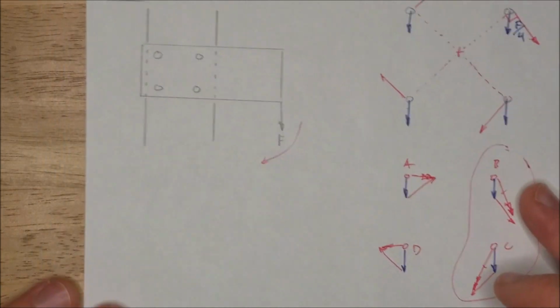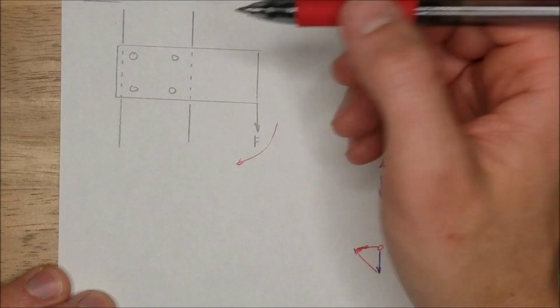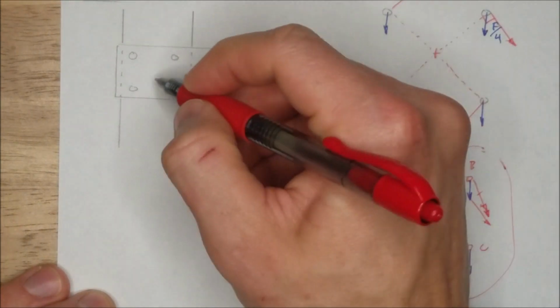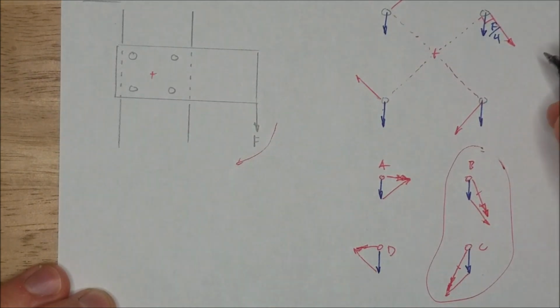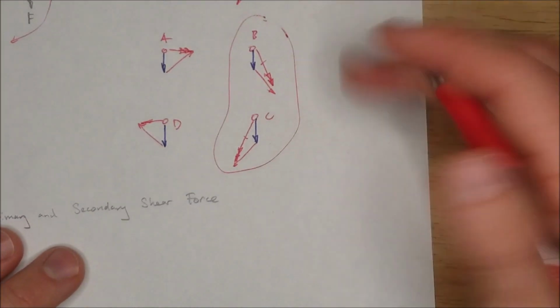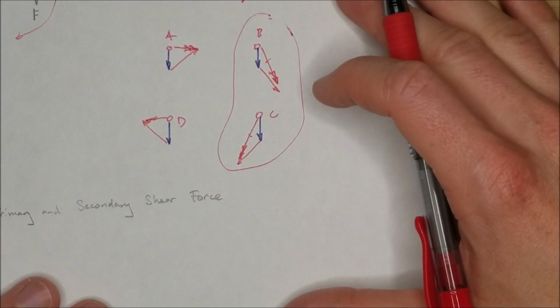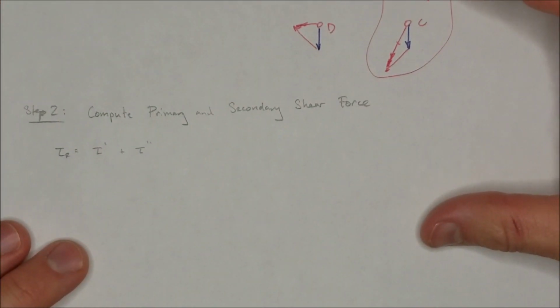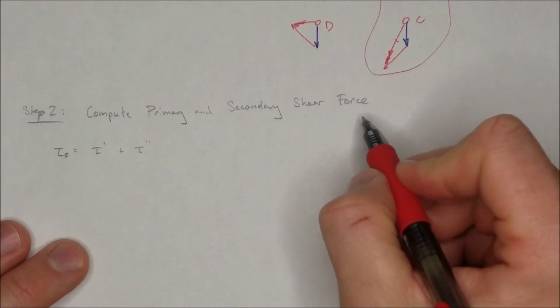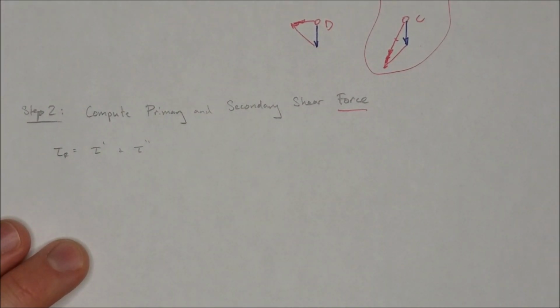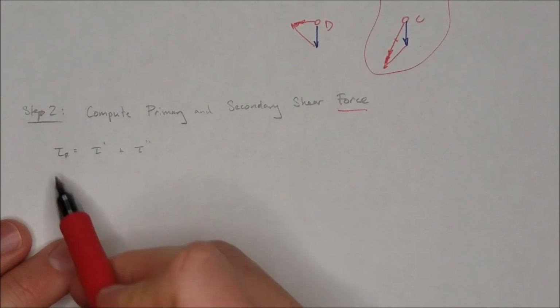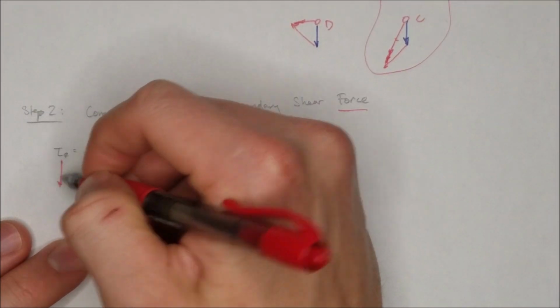Now, if you were to use our cheat step and say, oh, which one is the farthest from the bolt group centroid? Well, all of them, but notice that it helps to write the vectors out because it makes it simple. The next step is we're going to compute primary and secondary shear force. And you can see that I've got our generic formula written down here. We're going to end up doing this.